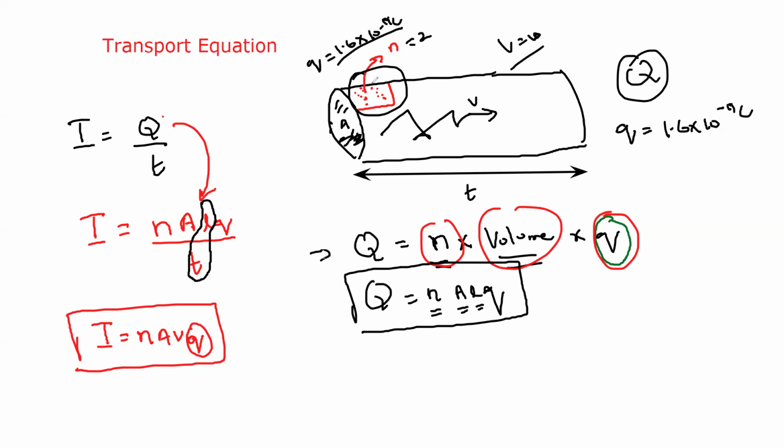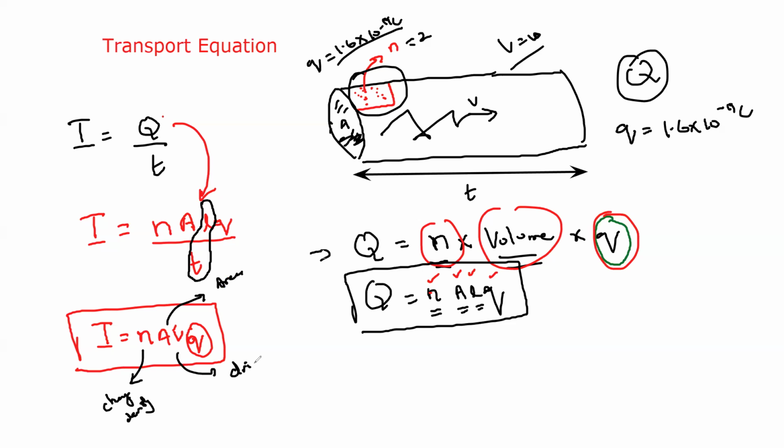So what we did in the transport equation, we got that the total charge is the number of charges multiplied by area multiplied by length into Q. And we substituted that number of charges, area, length, Q divided by the time. When length divided by time, we get speed. So n represents the charge density, A represents the area of the wire, V represents the speed.